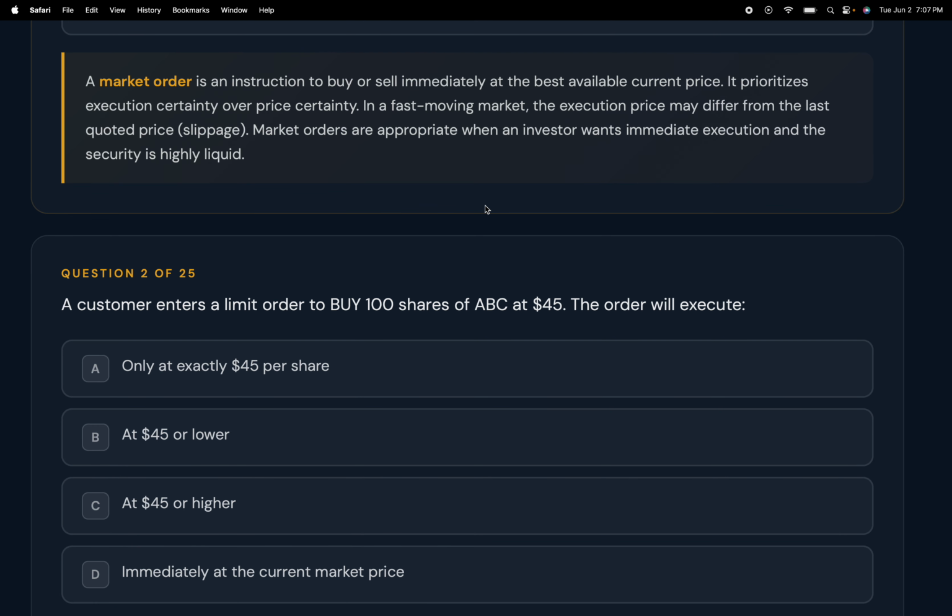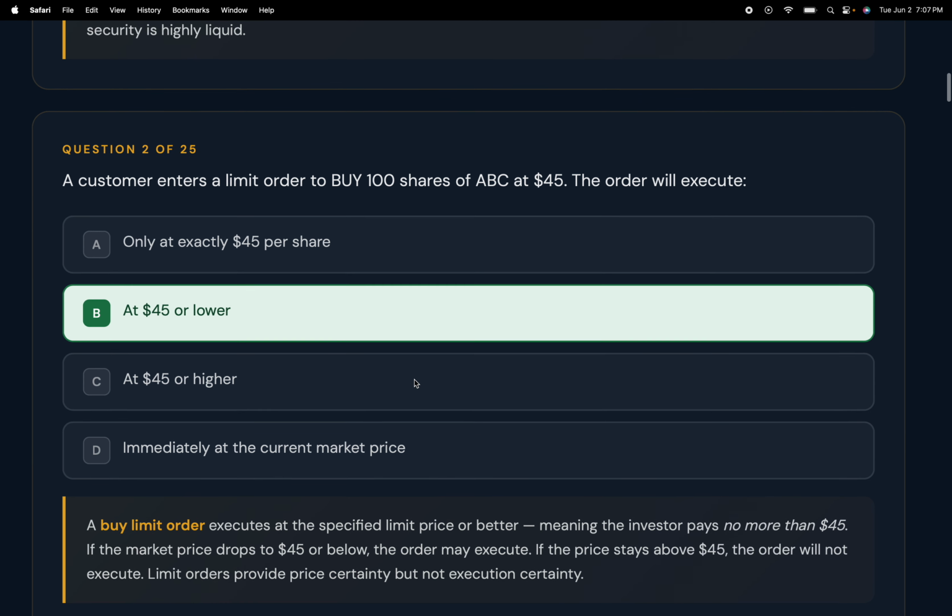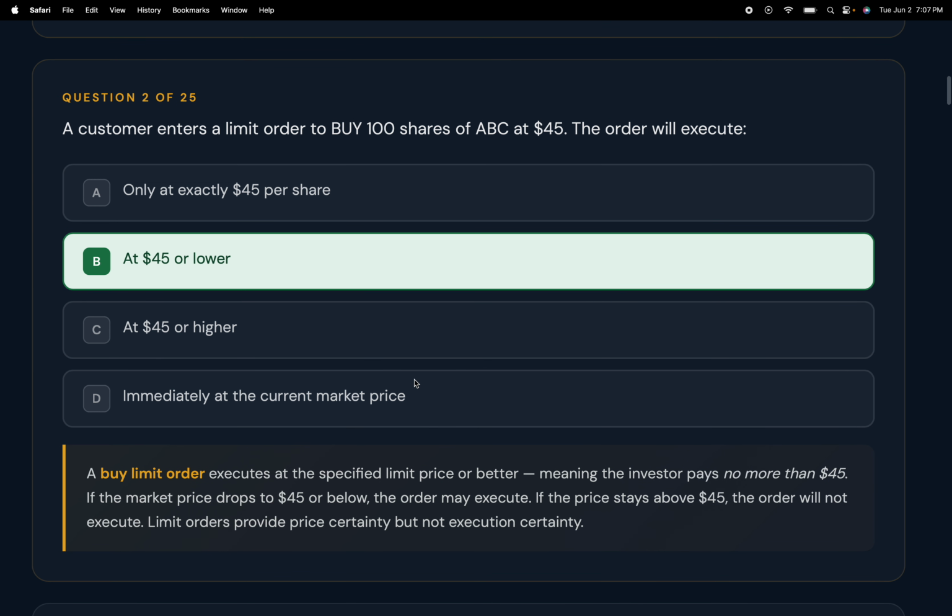Number 2, a customer enters a limit order to buy 100 shares of ABC at 45. The order will be executed, this is just something you've got to figure out and learn, at 45 or lower. And the way you're going to do that, it talks about a buy limit order. A couple things you can learn too. Make a note: SLOBS, S-L, lowercase o, B-S, over B-L, lowercase i, SS. It's a way to remember a few things about buy, limit, sell, stop, and some different things.